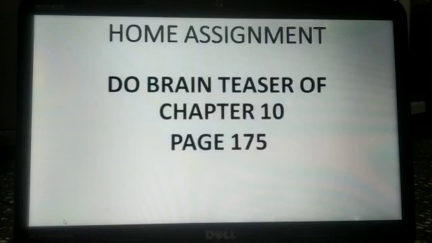Now moving towards home assignment, do the brain teaser of chapter 10.